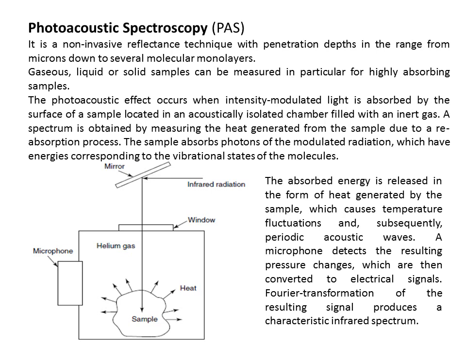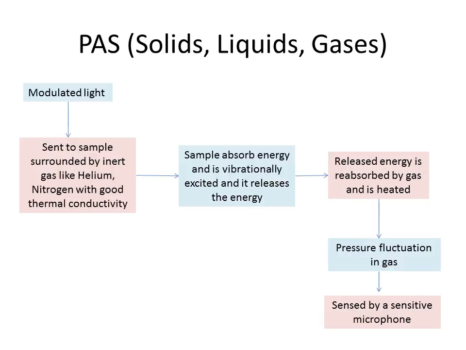You can detect the signal with the help of a microphone. What we have is a modulated light, a chopped light. It is sent to the sample, which is surrounded by an inert gas like helium or nitrogen with good thermal conductivity. The sample absorbs the energy, is vibrationally excited and releases its energy. The released energy is reabsorbed by the gas and it is heated. The heated gas produces pressure fluctuations which are sensed by a sensitive microphone. So this is photoacoustic spectroscopy. Photons are being used for producing an acoustic signal.